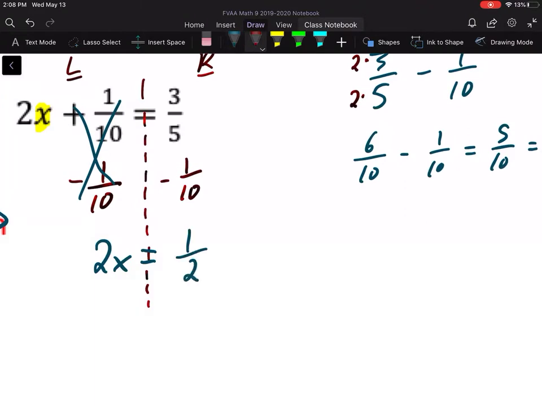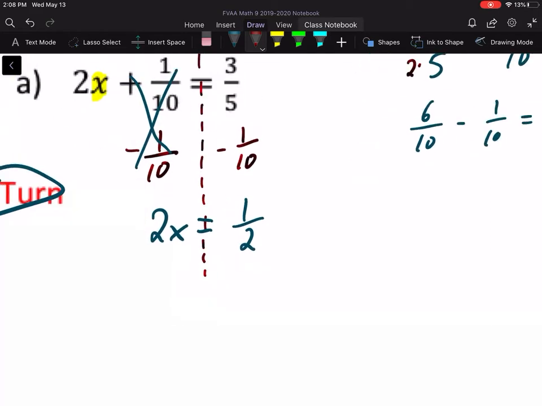All right, and the next step here is 2 times x is equal to 1/2. So because it's 2 times x, I divide both sides by 2. All right. And that's going to leave me with, because 2 over 2 is equal to 1, 1 times x is equal to x. So they effectively cancel each other out.